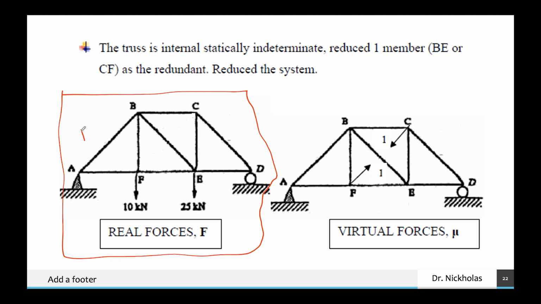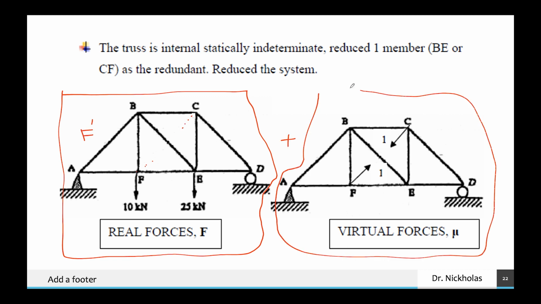Another analysis that we need to perform is using a virtual force. We need to determine the internal member forces due to the one unit load that we apply to replace the internal redundant member here. Alright, this is the analysis using the real force, and this will be the result by using the virtual force.